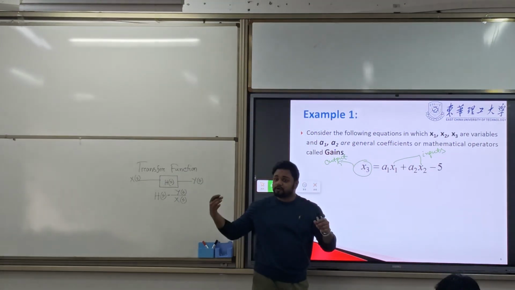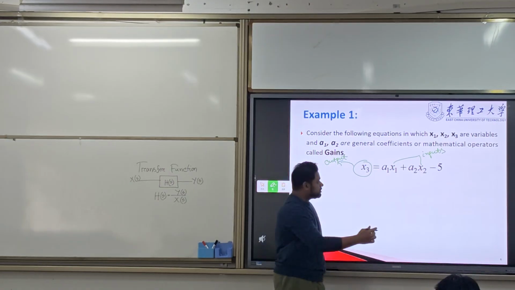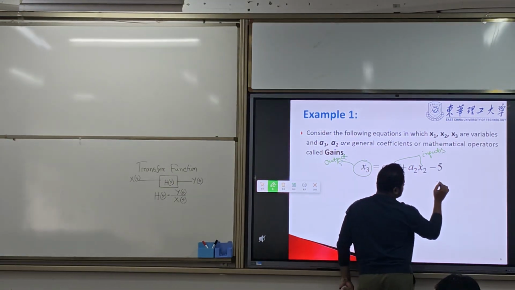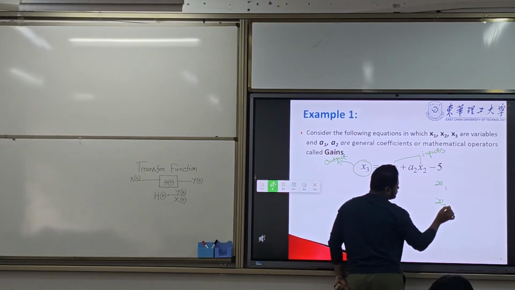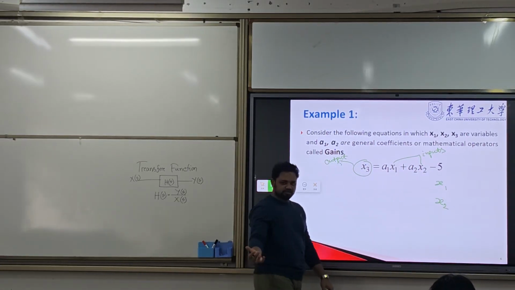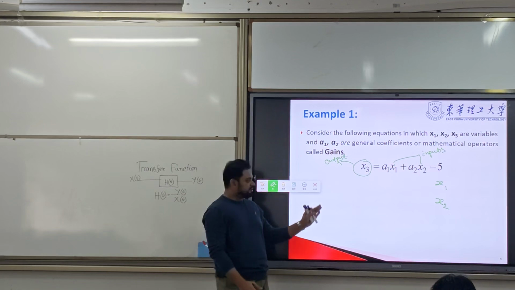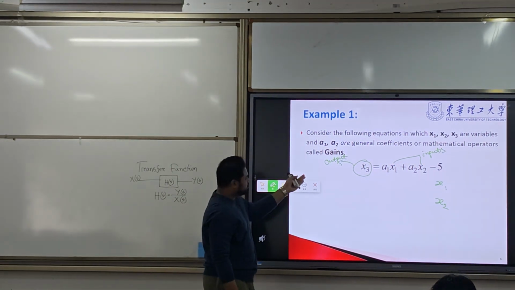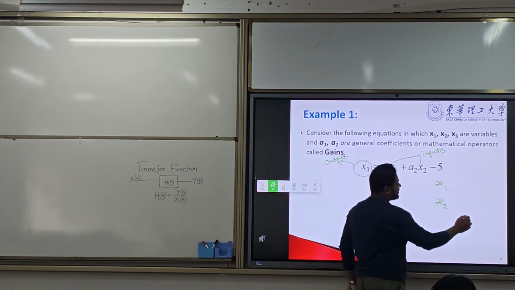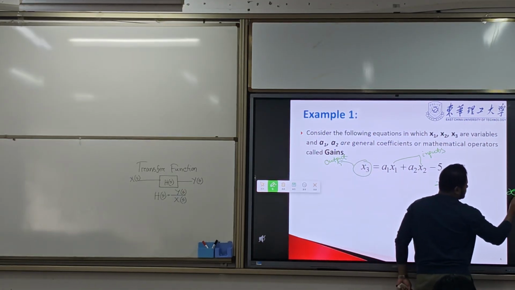So the signal flows from input to output. So, first of all, we will write down x1. We will write down x2 because these are the inputs. We define the inputs on the left side, and then we will define x3 here.